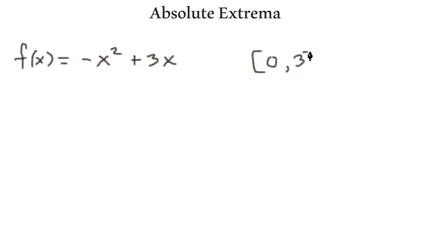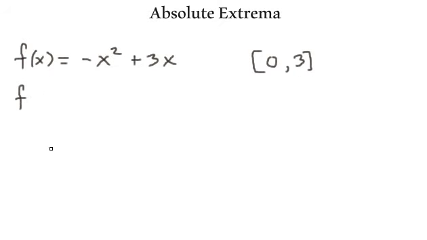Let's take a look at this guy here. We got f of x is equal to negative x squared plus 3x. So hopefully you know how to take derivatives. I will have a link taking you straight to how to take derivatives. I worked quite a few examples, but anyway, we'll need to write our interval. We're on a closed interval between 0 and 3.